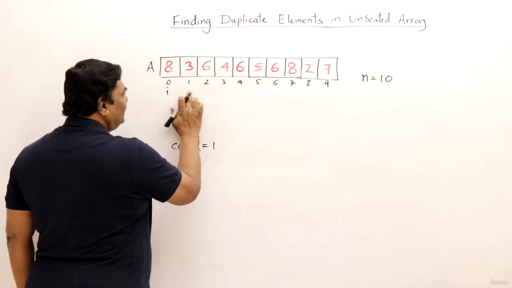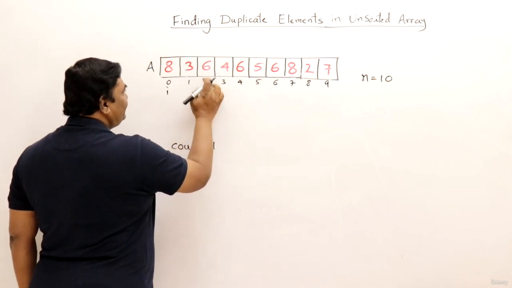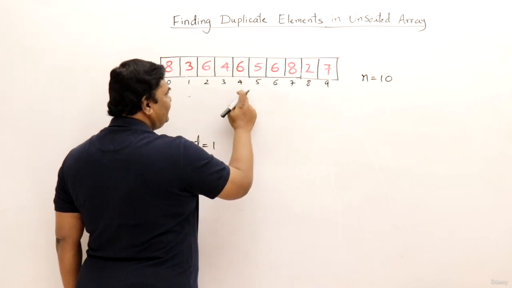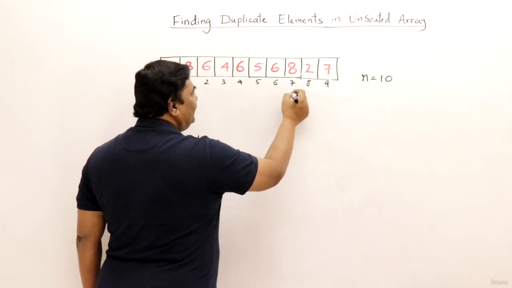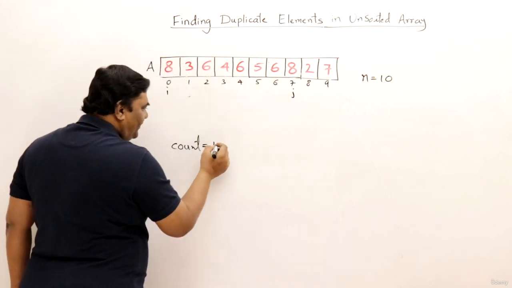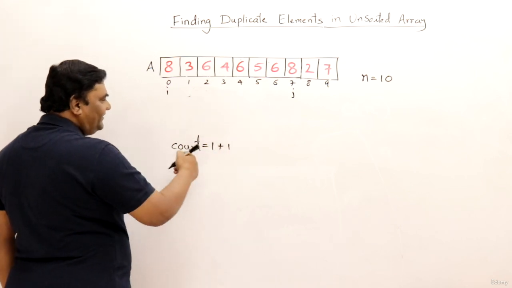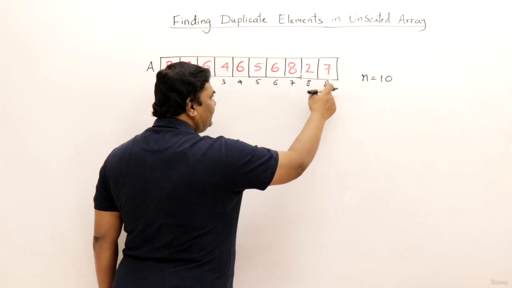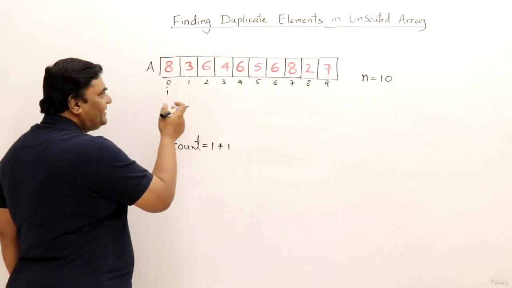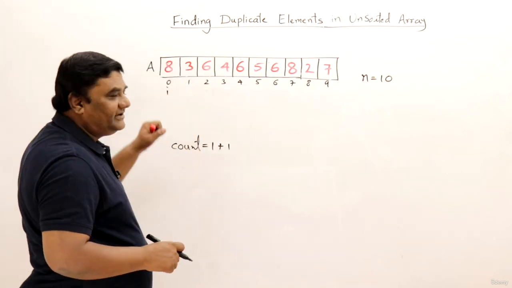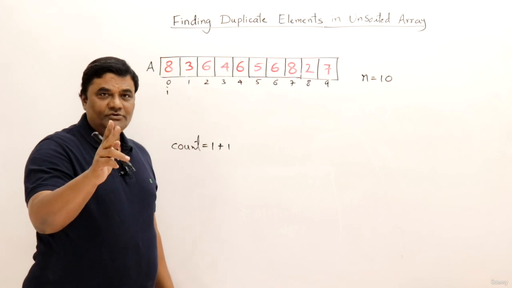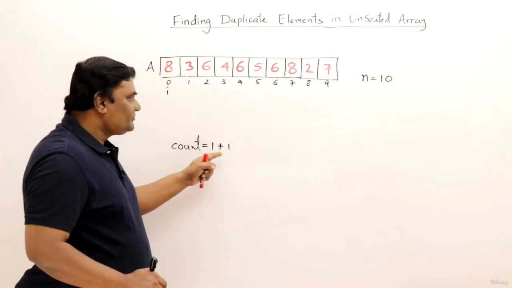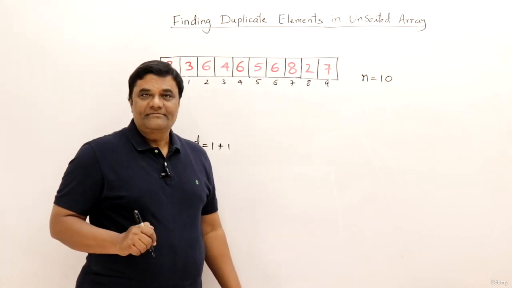Is it 8? No. Move j to the next location. Is it 8? No. Is it 8? No. Yes, it is found. So once it is found, add 1 to count. Now we have 2 8s. Continue. Is it 8? No. So we have finished looking for a duplicate of the first element 8 and we found 2 elements. So count is 2, which means yes, there are duplicates.